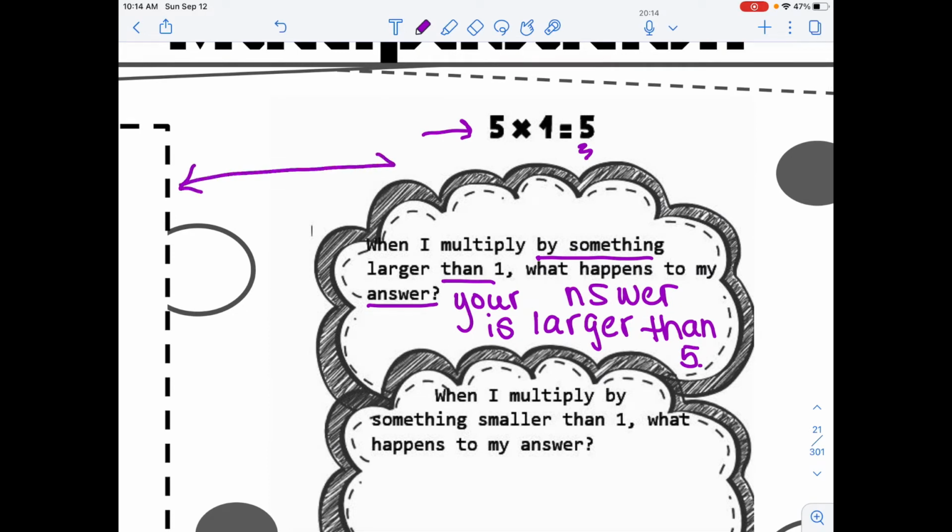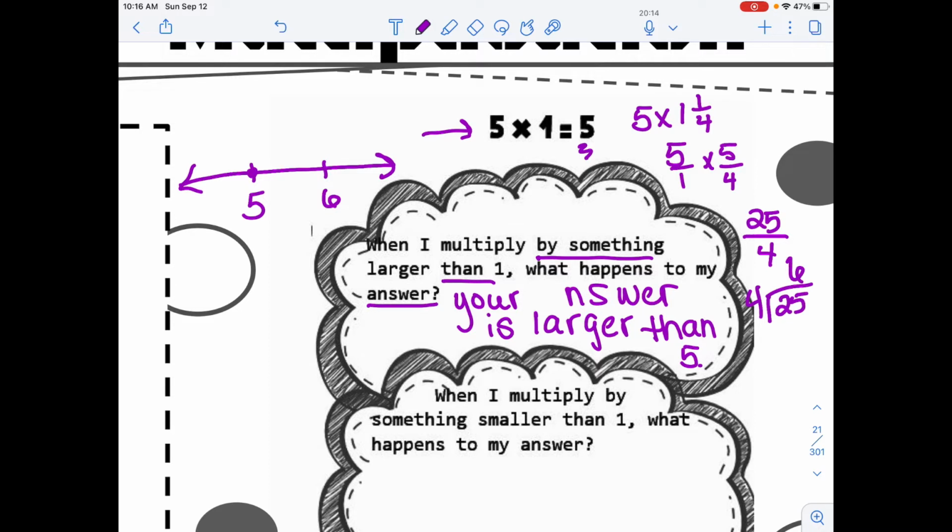Like here, if I had a number line, and say I have 5, and then I have 6, if I'm going to multiply by 1, I'll be back at the 5. And then say I'm going to multiply 5 times 1 1/4. That will give me 5 over 1 times 5 over 4. So when I change it back, I will have 6 times 4. That gives me 24.